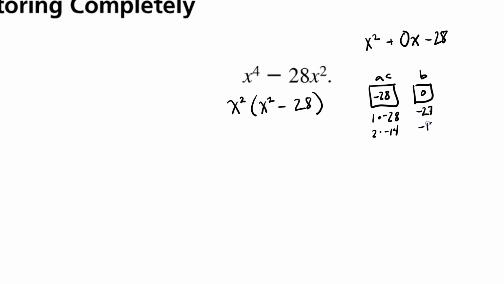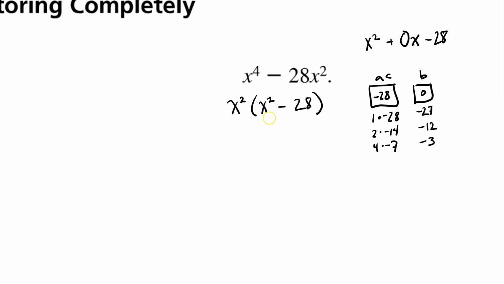That'd be negative 12. That's not 0. 3 won't go into 28. 4 will. 4 times negative 7, and that would be negative 3. And that's not 0. So we're looking at the same sort of situation as we saw before in that other example. This is as far as we can take this, x squared minus 28.